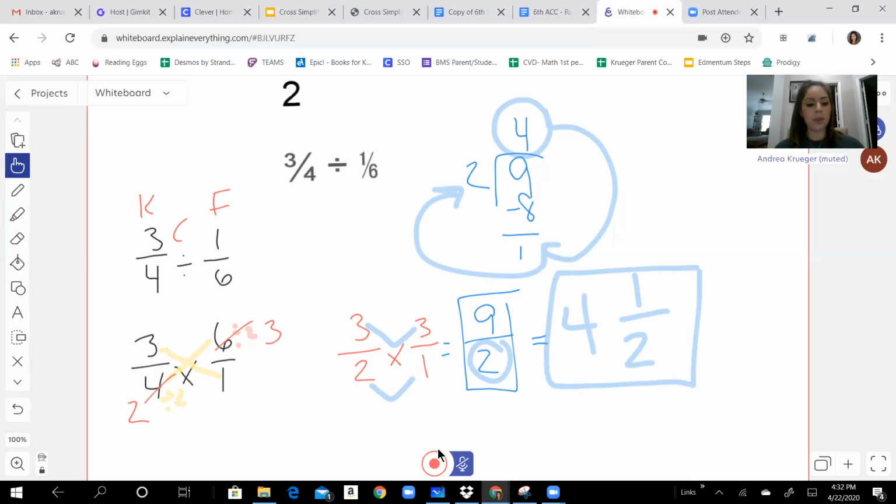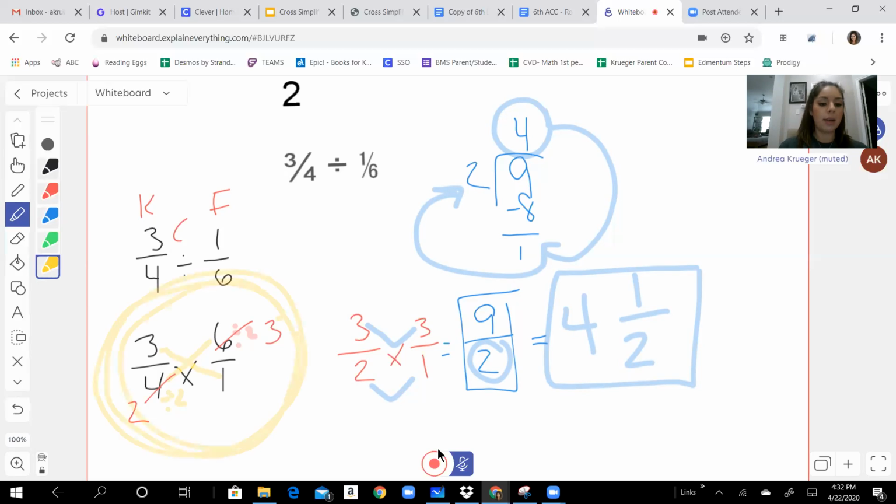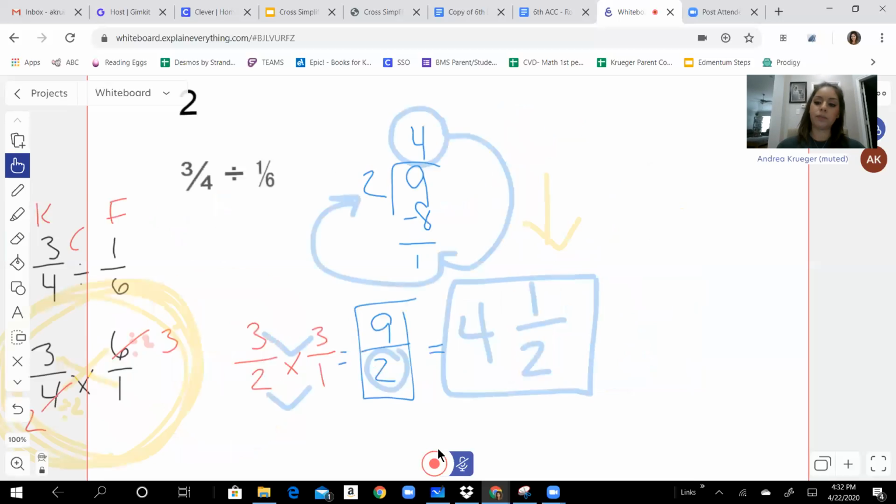There's 2 problems using cross simplify. And again, the magic happens in this step right here. And what's happening is when you cross simplify in here, you don't have to do it back here. And that's why I like this strategy very much.